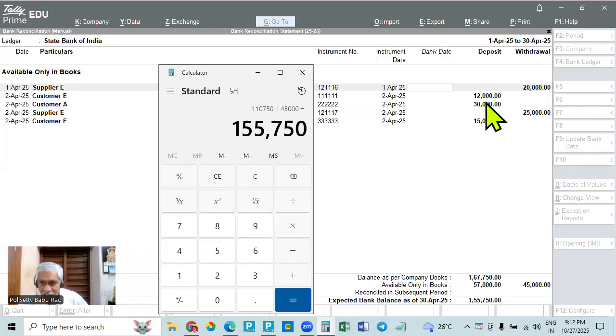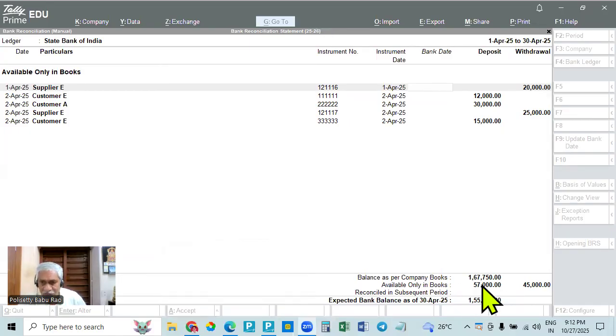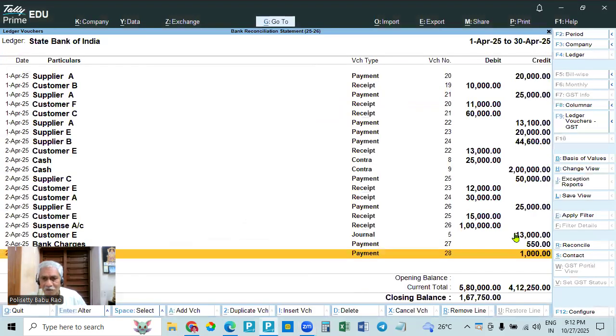So this balance is after our deposits. Reduce, and we enter the payments. So add the payments. Payments mean reduce in our book, so add them back. And the deposits mean we added them, so now reduce. That will be the balance as per pass book. Now the balance in the pass book is 1,55,750. If we go back, our account will be showing as it is. Our balance only will show.